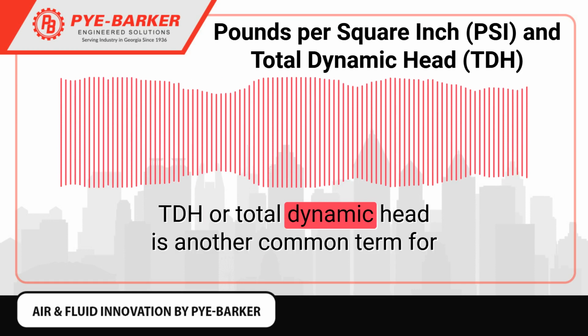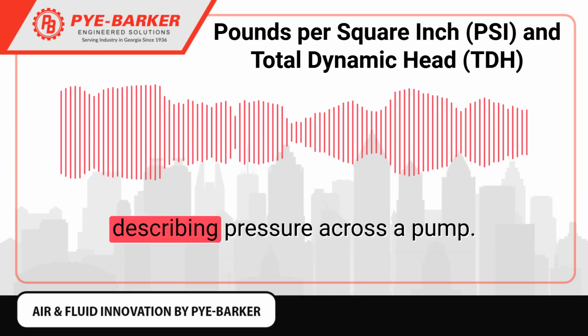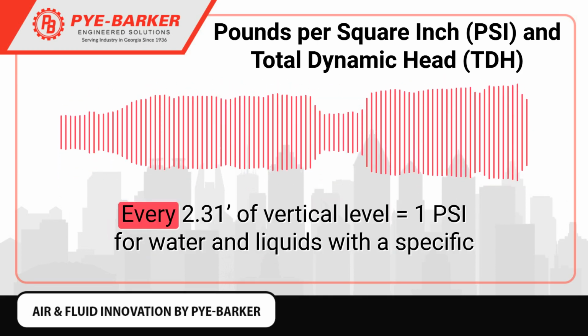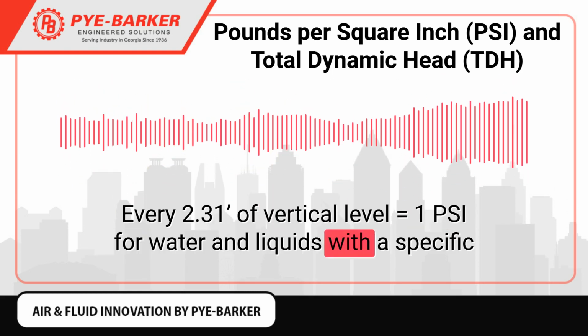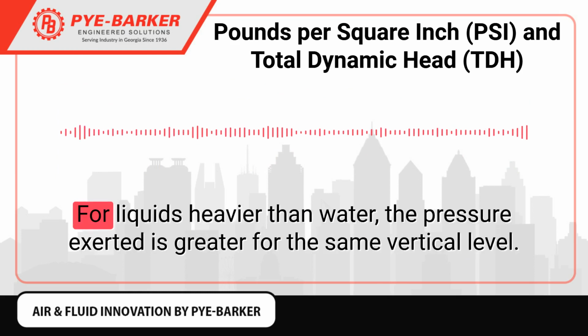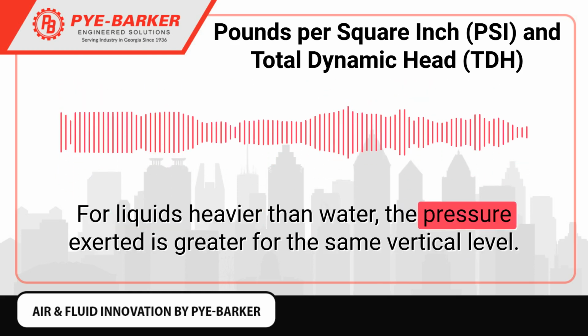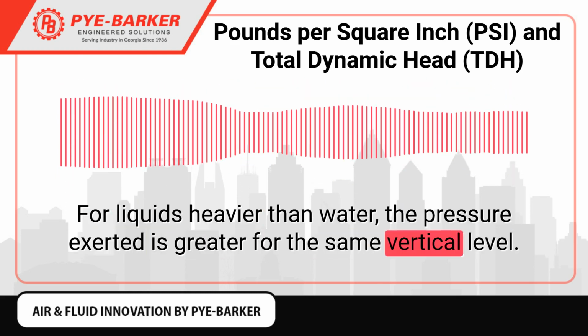TDH, or total dynamic head, is another common term for describing pressure across a pump. Every 2.31 feet of vertical level equals 1 psi for water and liquids with a specific gravity of 1. For liquids heavier than water, the pressure exerted is greater for the same vertical level.